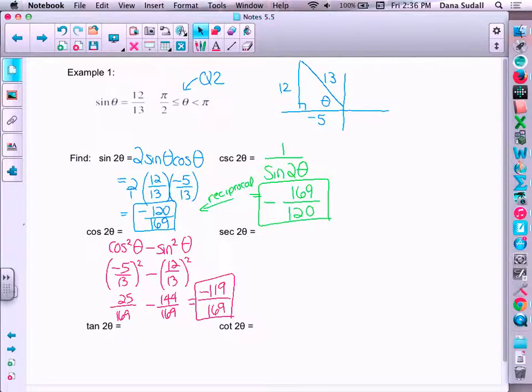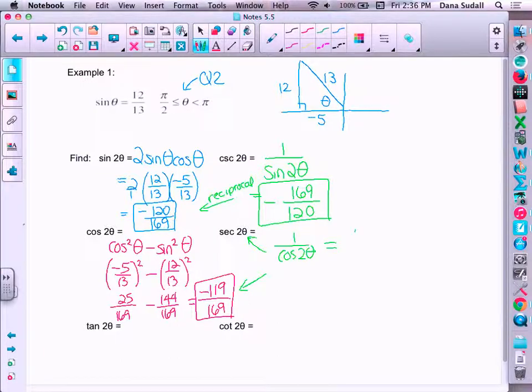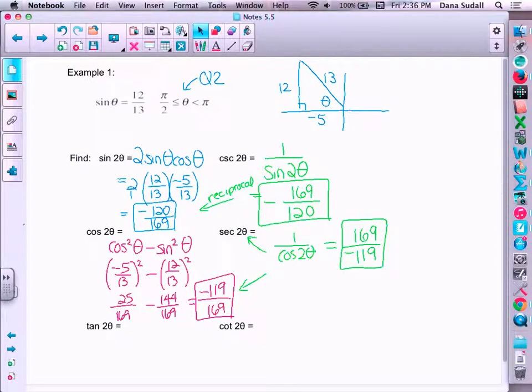And then I can do the same thing for the secant. That's 1 divided by the cosine. So it's just the reciprocal of this fraction here. So it would equal 169 over negative 119. And again, you put that negative in the top or the bottom there.